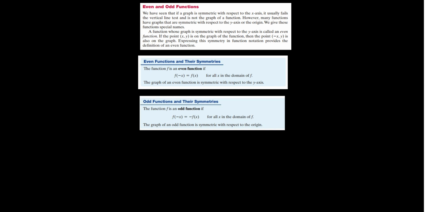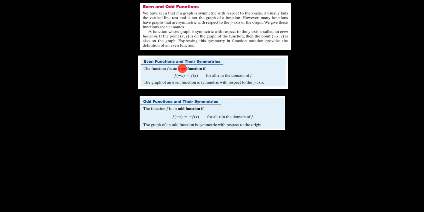Alrighty, so an even and odd function. Looking up here, we have seen that a graph symmetric with respect to the x-axis usually fails the vertical line test, right? Because if we are symmetric about the x-axis, then it's not going to be a function by definition, since we have to be able to pass that vertical line test. However, many functions have graphs that are symmetric with respect to the y-axis or the origin. So we give these functions special names.